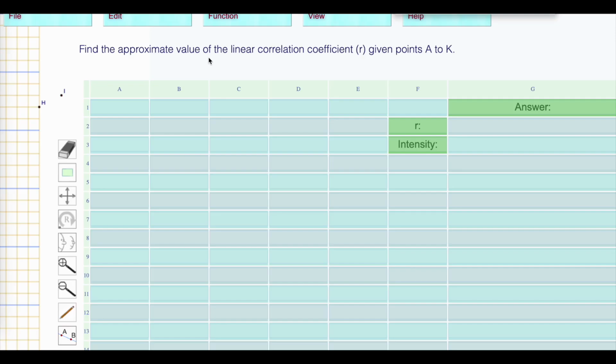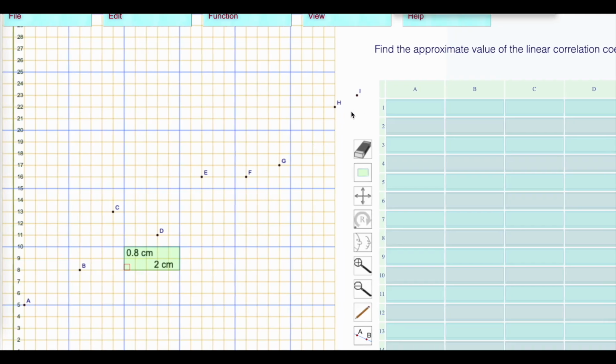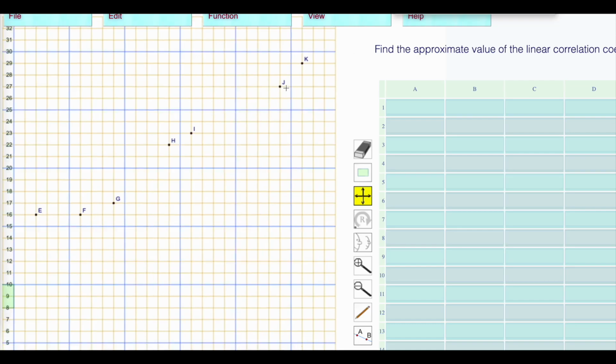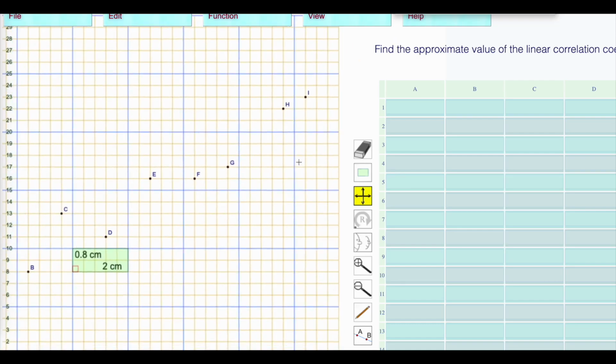Find the approximate value of the linear correlation coefficient R given points A to K. I'm telling you that it's going to K because we have H on the grid and then I over here. There's a K and you have to go and find it. H, I, J, K. We're going all the way from A to K.